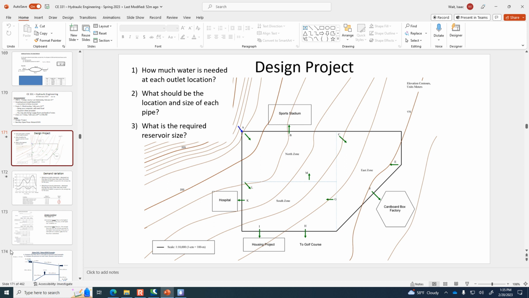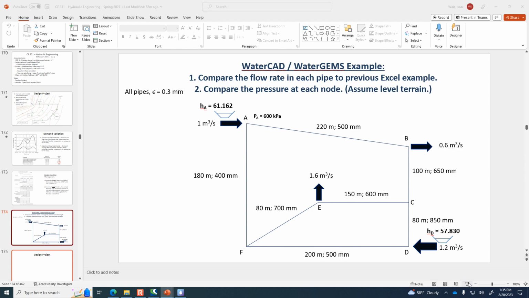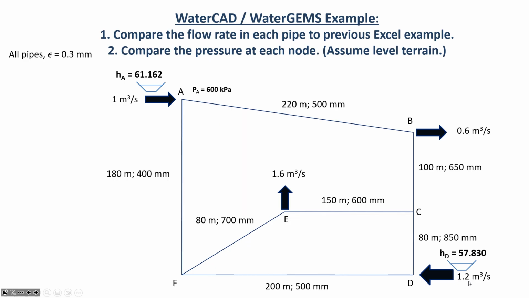Okay, so this is the pipe network we're going to analyze. I've just handed it out to you. This should look familiar. I think we've analyzed this network before using Excel. There's just one small difference though.